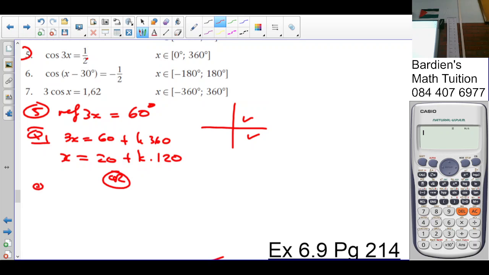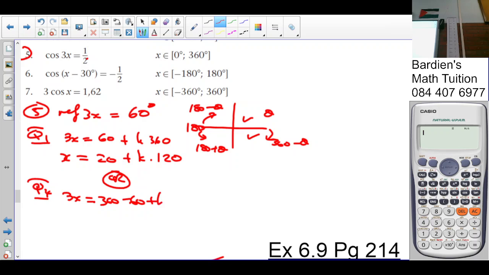Or quadrant 4. How do you get into quadrant 4? It's going to be 360. Remember that's 180 minus 180 plus 360 minus, so just the angle. So in quadrant 4, 3x is equal to 360 minus 60 plus k times 360. So that's going to give us 300 divided by 3, 100 plus k times 120.